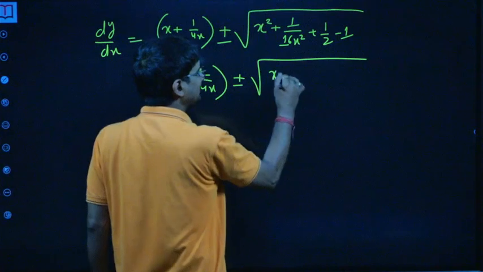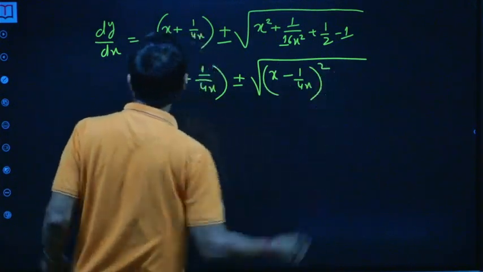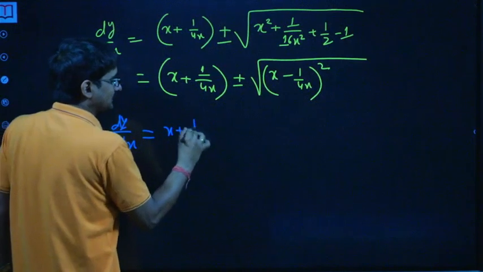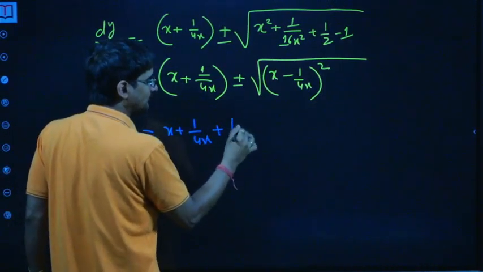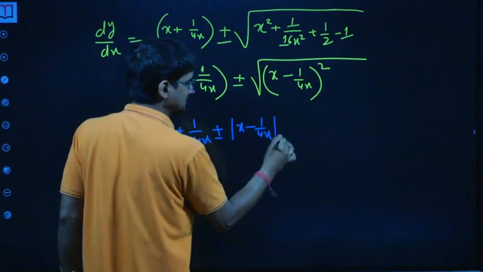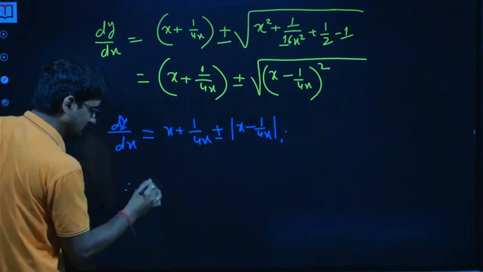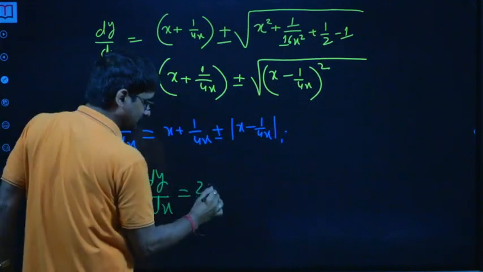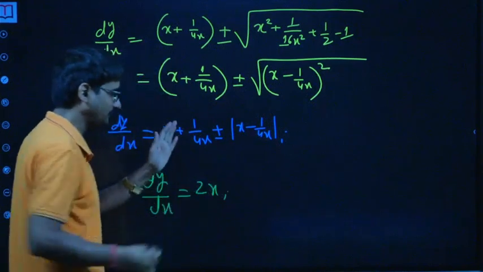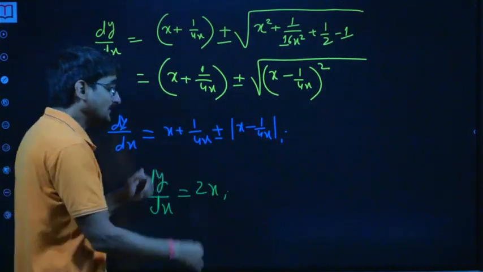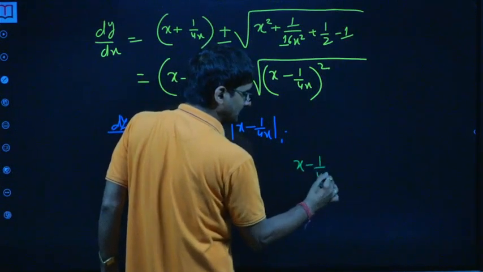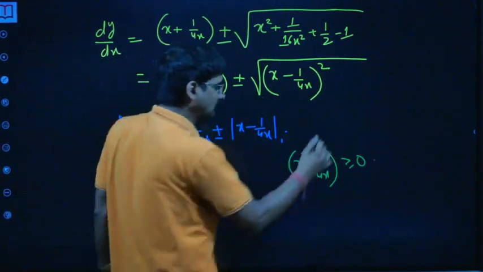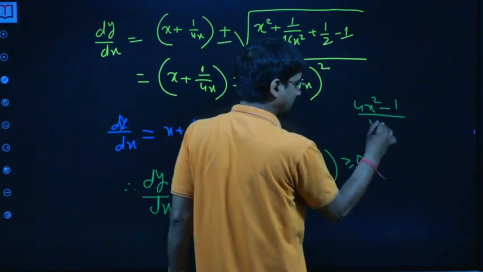Now, this is nothing but (x minus 1 by 4x) whole square. Fine, so we got it. So dy by dx is x plus 1 by 4x plus mod of (x minus 1 by 4x). Therefore dy by dx is equal to x plus x, because if I open the mod with positive sign, 1 by 4x will get cancelled, and we get 2x. But when are we going to do it? We will do it when x minus 1 by 4x is greater than or equal to 0. We need to solve this, so it will be 4x square minus 1 upon 4x greater than or equal to 0.